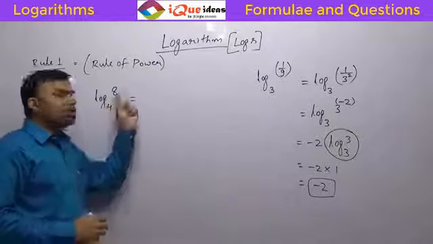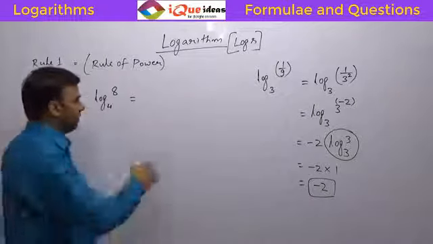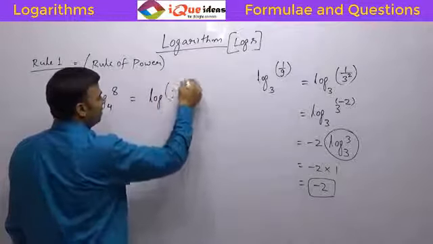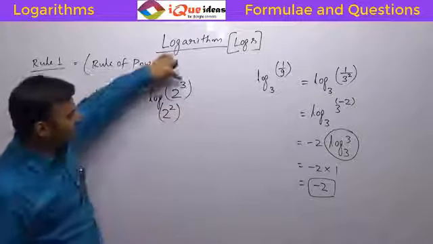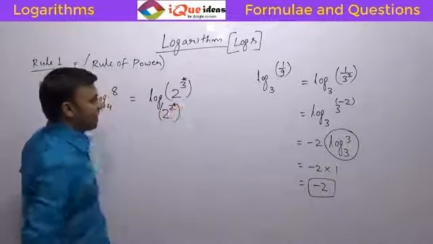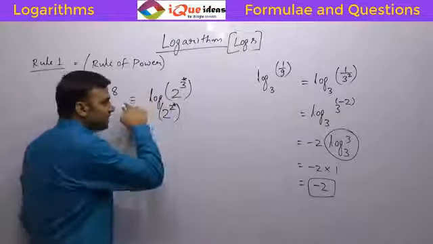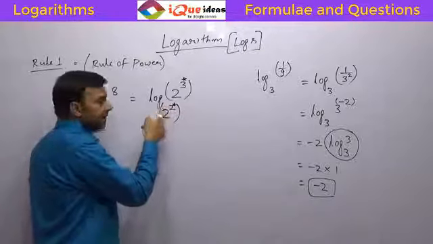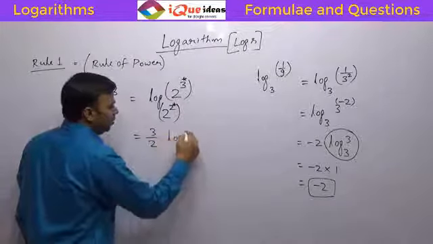Now here 8 is not the direct power of 4. But both 8 and 4 are powers of 2. So we can say log of 8 can be written as 2 to the power 3. 4 can be written as 2 square. So what will happen? This power 3 and this power 2 will come outside. The numbers that I have put as star mark will come outside. So this 3 comes outside in numerator because it is in number, and this 2, because it is in base, will come outside in denominator. So we will have 3 by 2 log 2 to the base 2.